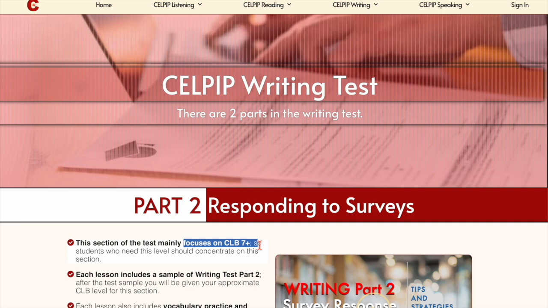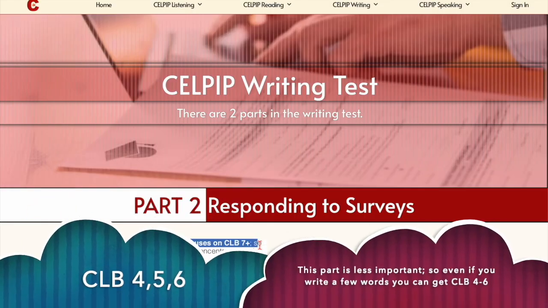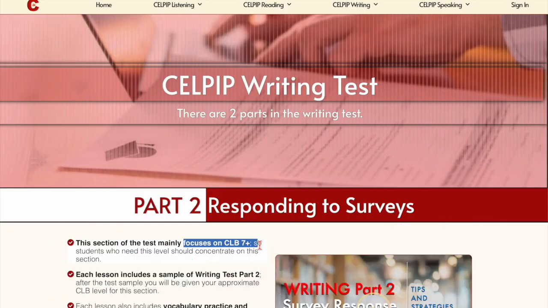For that reason, if you don't do so well in Part 2, let's say you don't write many words or you just write a few words, can you still get 5 or 6? Yes, absolutely. Because Part 1 is the part where lower levels can show more of their knowledge. So lower levels, don't worry if you don't respond so strongly in this part, because Part 2 is not so important for CLB 4, 5, or 6. Okay, great. I hope that was clear.